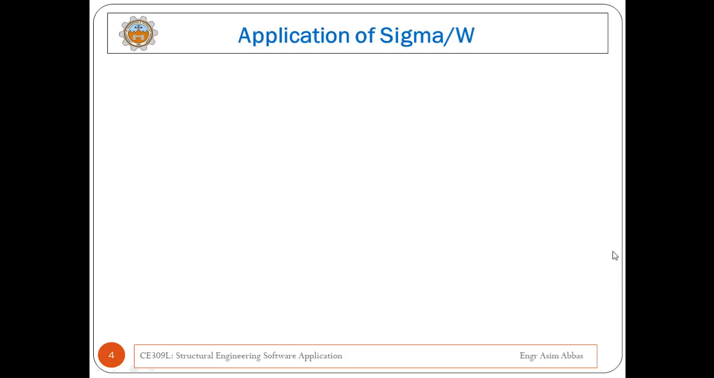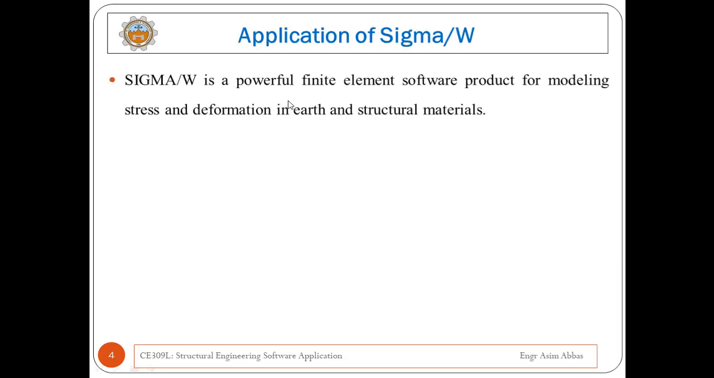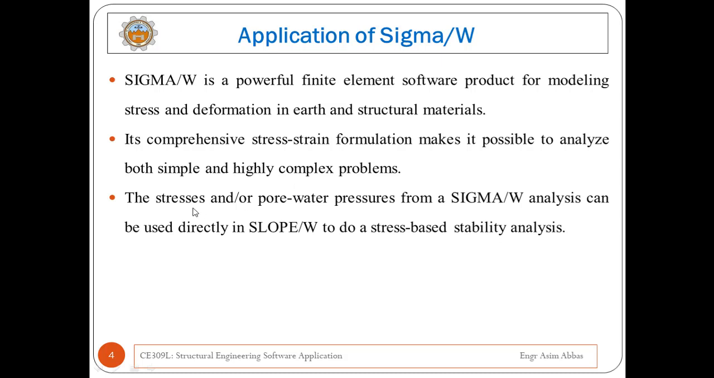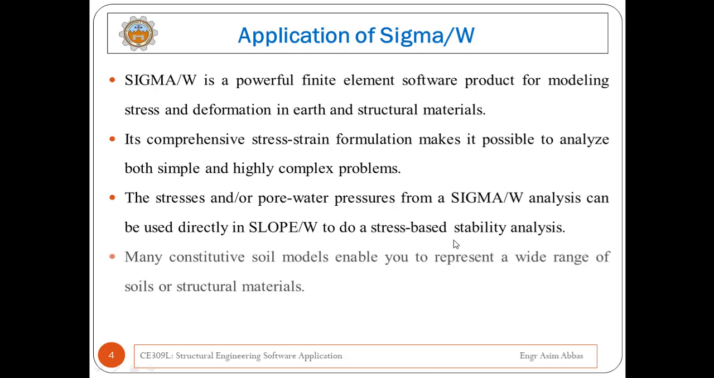Now, application of SIGMA/W. SIGMA/W is a powerful finite element software product for modeling stress and deformation in earth and structural elements or materials. It has comprehensive stress-strain formulation which makes it possible to analyze both simple and highly complex problems. The stresses and/or the pore water pressure from SIGMA/W analysis can be used directly in SLOPE/W to do the stress-based stability analysis.